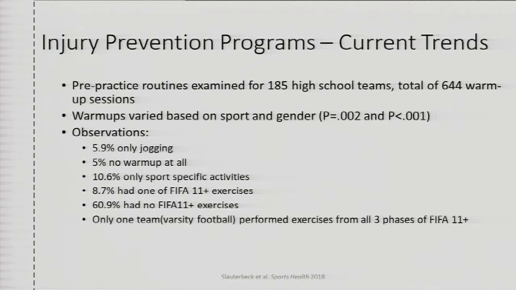And one of the problems with gaining a consensus on an injury prevention program, what the best program is and the best way to implement it, is that when you do research on something like this, it's a very daunting task. It takes a lot of time, and it's not easy to do. For example, this study, which was published this year in Sports Health, they looked at 185 teams, and they looked at a total of over 600 sessions. So can you imagine watching 600 sessions, documenting what you see, and then analyzing it? It's a very time-consuming task.